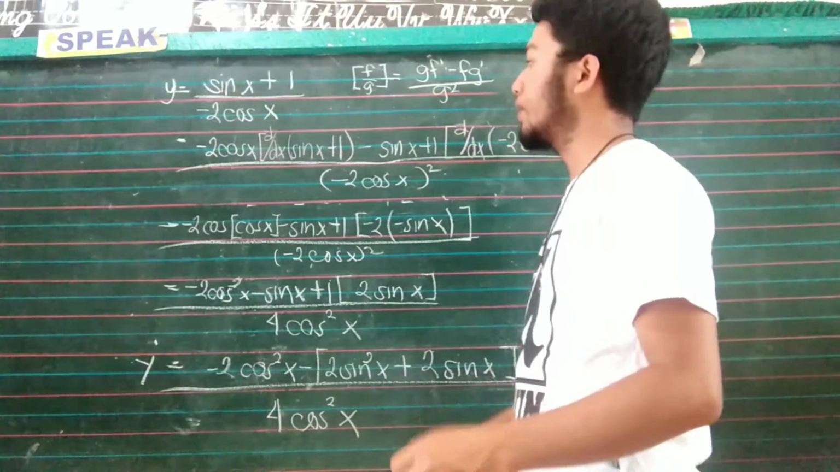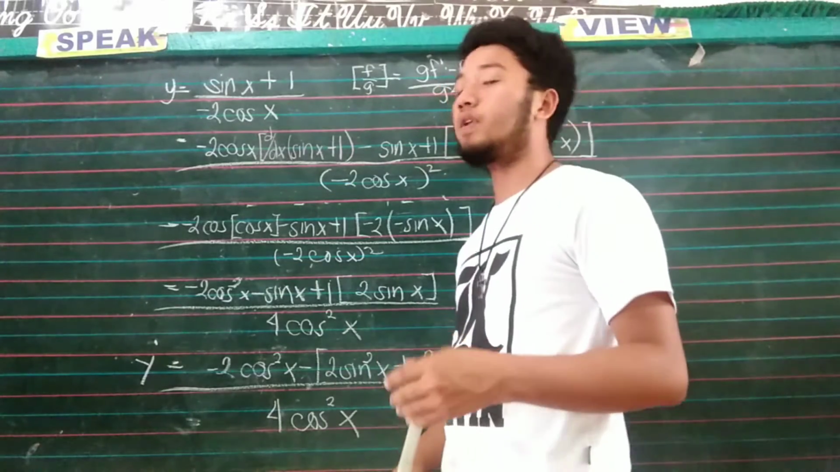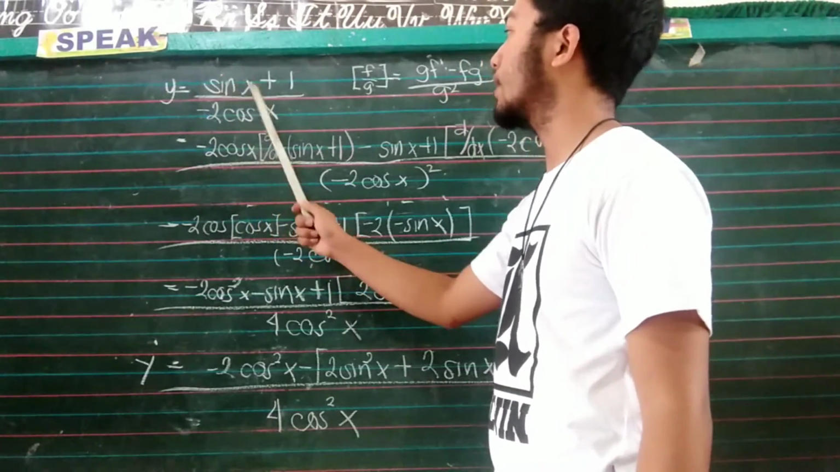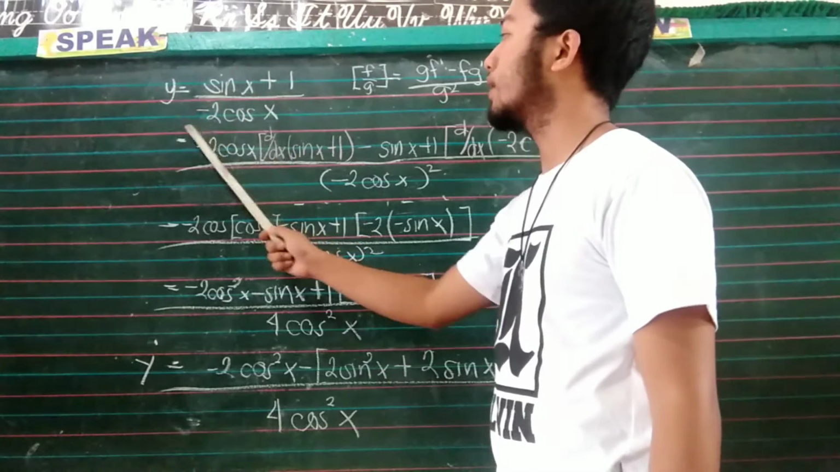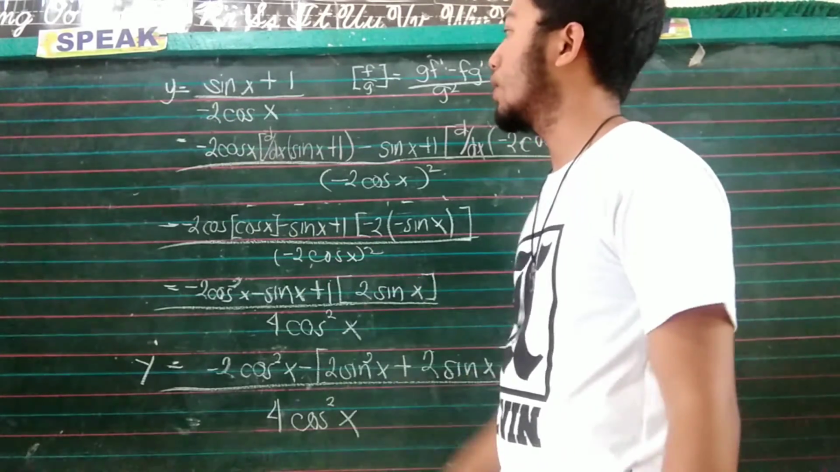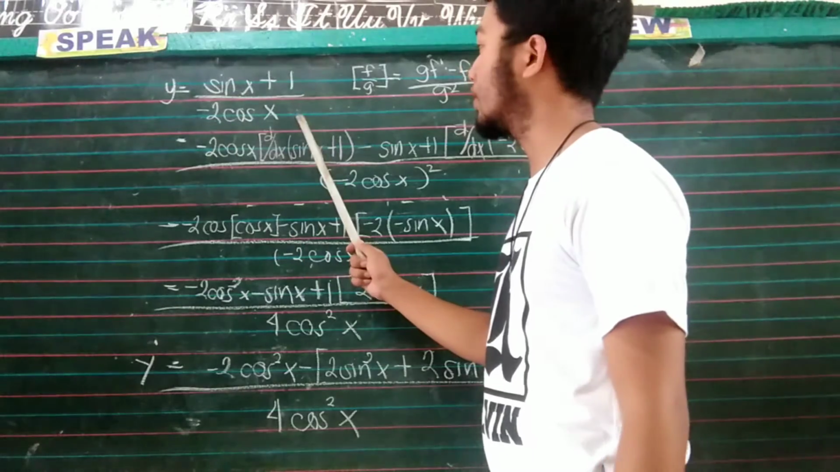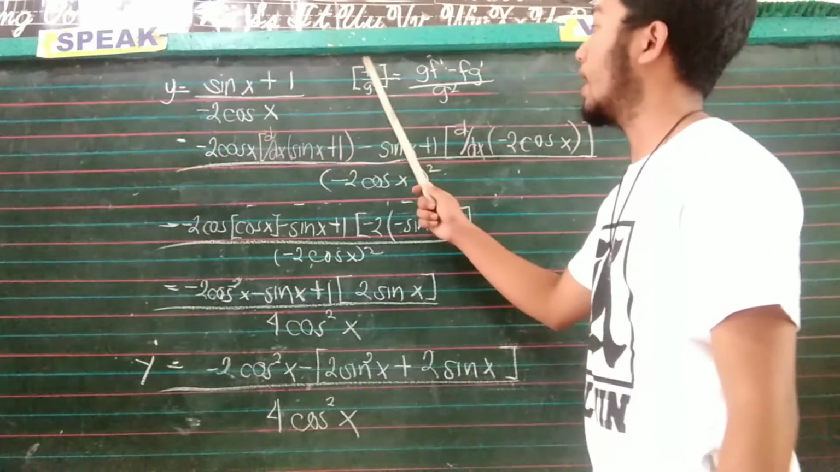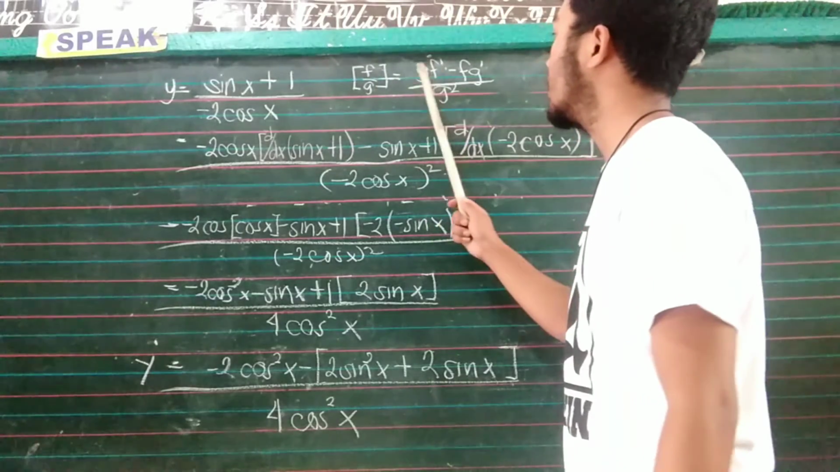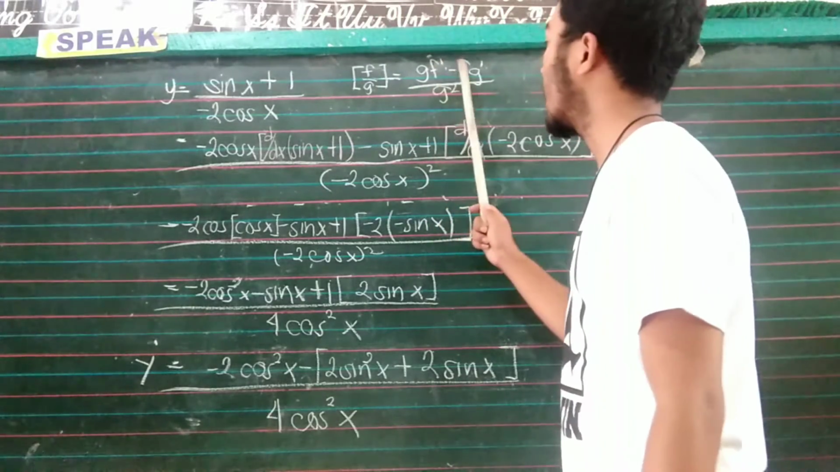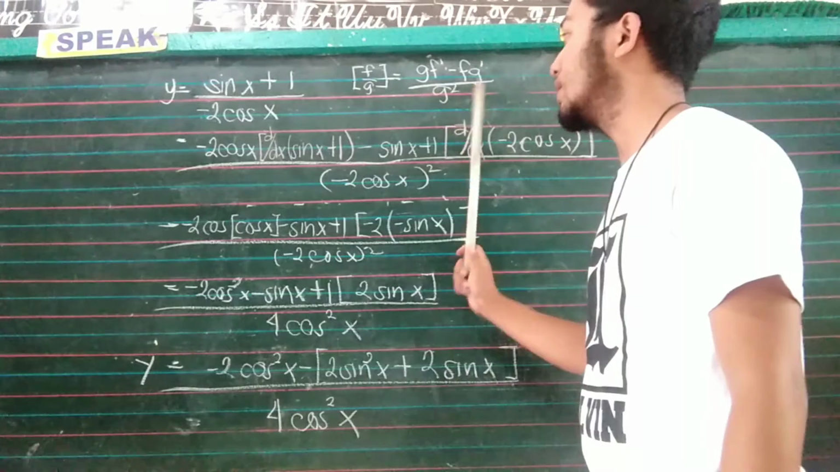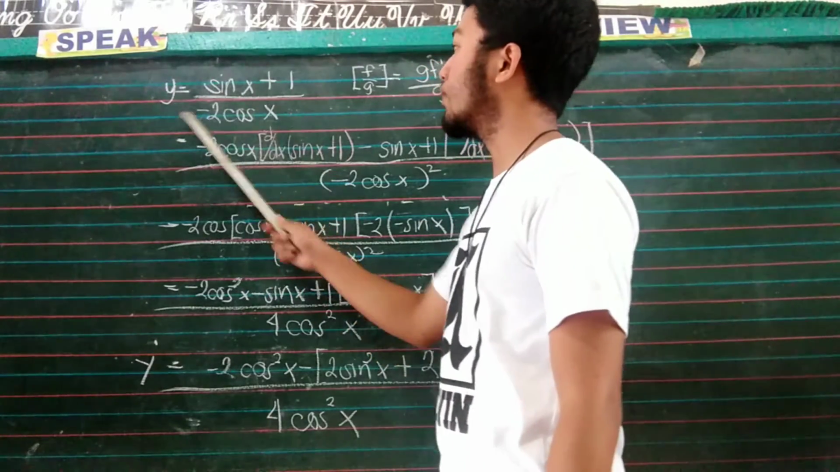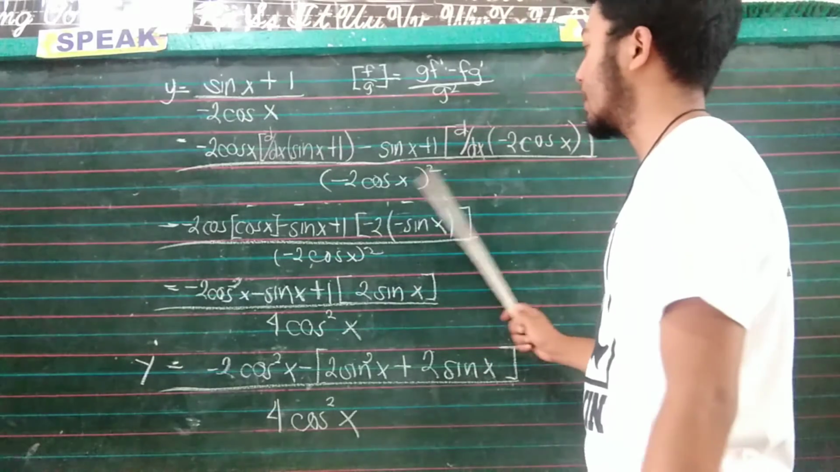So this is our third equation for the differentiation of the trigonometric function. We have here y is equal to sine x plus 1 over negative 2 cosine x. In this equation, we're going to use the quotient rule. The formula for the quotient rule is f over g is equal to g f prime minus f g prime over g squared.